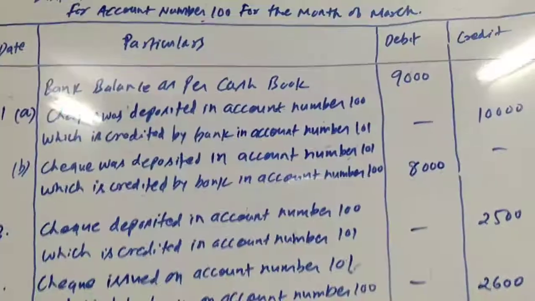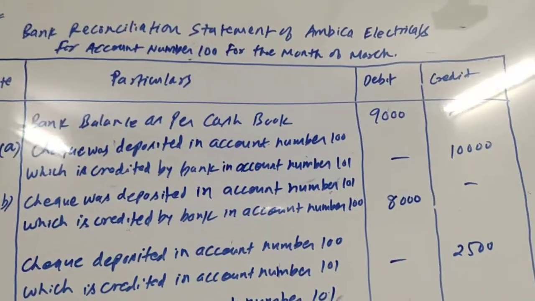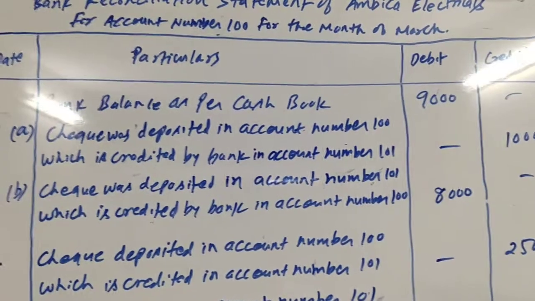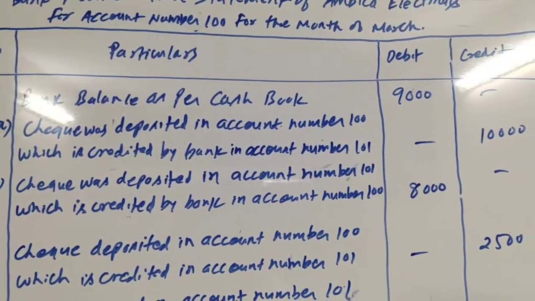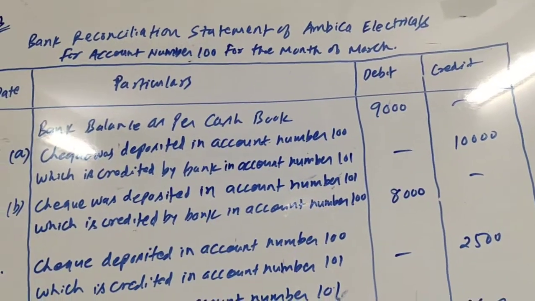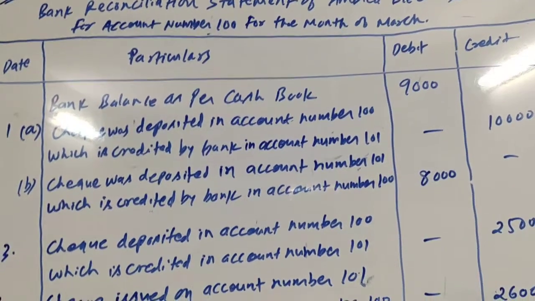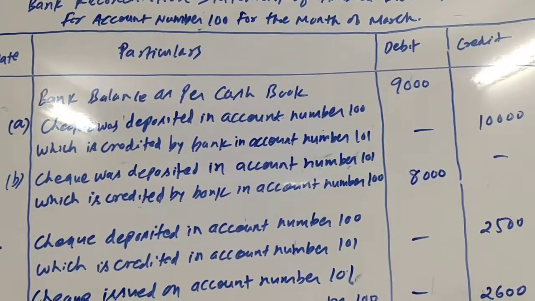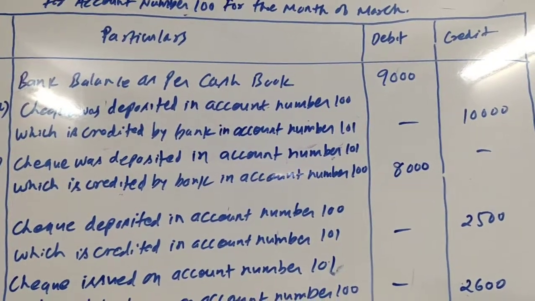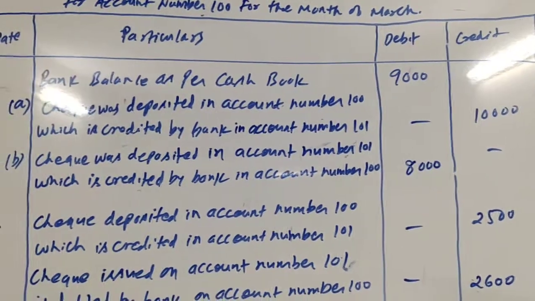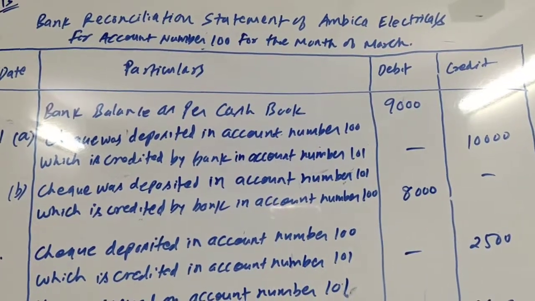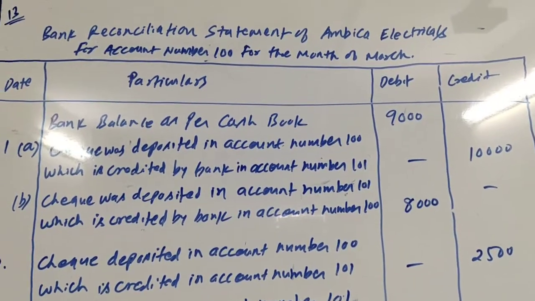So here it is. First, a check was deposited in account number 100 which is credited by bank in account number 101. So credit side rupees 10,000 we will be writing. Okay. Secondly, a check was deposited in account number 101, which is credited by bank in account number 100. Rupees 8,000 we will be debiting. Okay. So we have removed that. We have reconciled the amount by crediting and debiting accordingly.